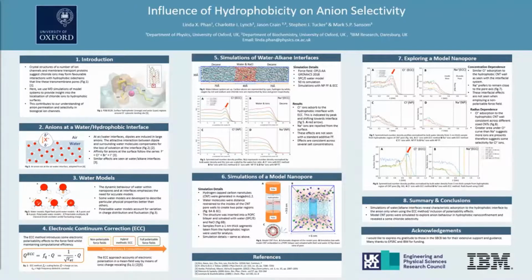Overall, our simulations have revealed that chloride ions preferably interact with hydrophobic interfaces, both at water-alkane interfaces and in a model nanopore. These effects are only seen when we consider electronic polarization, and we should really bear this in mind when studying biological ion channels.